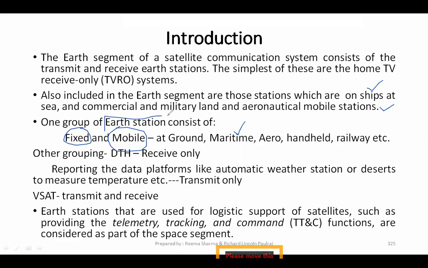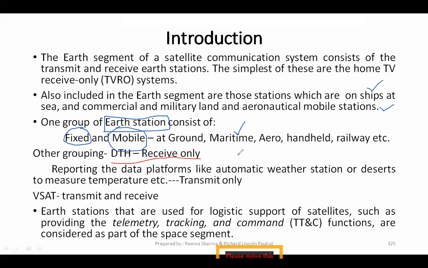When I say Earth station, it means it's not just a lab setup in some remote area, but it can be a group of antennas which are placed apart but working for the same functionality. The other type of grouping that we can see is the DTH, which is receive only.